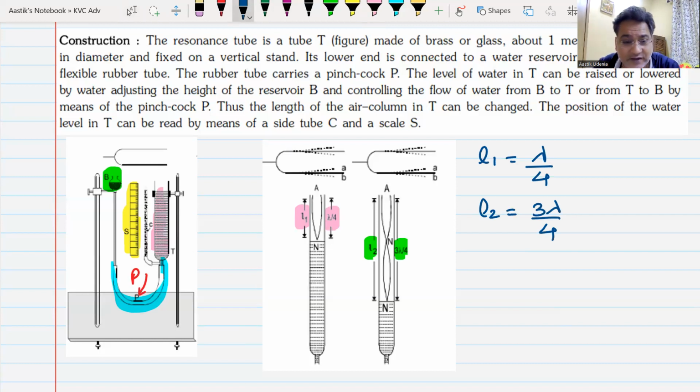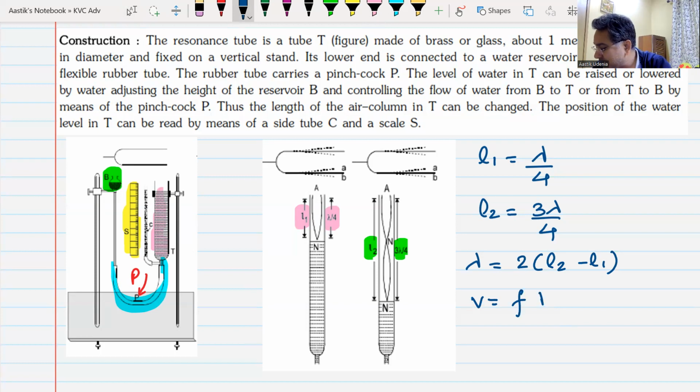From here, I can find out the value of lambda. The value of lambda will come as 2 times (L2 minus L1). I already know the frequency of this. I know lambda, so I can find the speed of sound: frequency multiplied by lambda. Do we understand this?